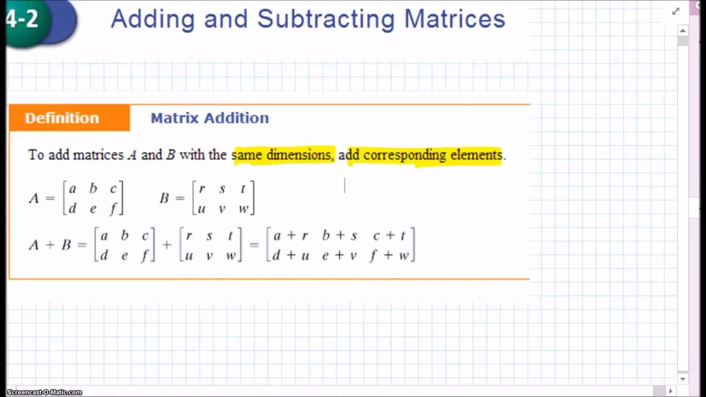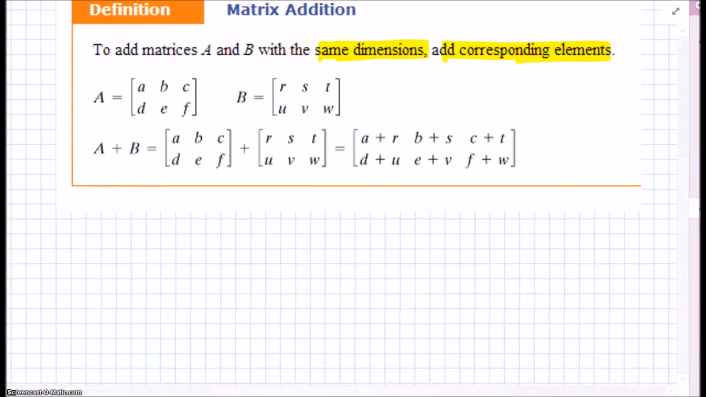So here's a tougher way to look at it, but let's just put variables in every case. What's the size of matrix A and B? Well, it's rows by columns, so each one has a size of 2 by 3. So we can add these. We're just going to add corresponding elements.